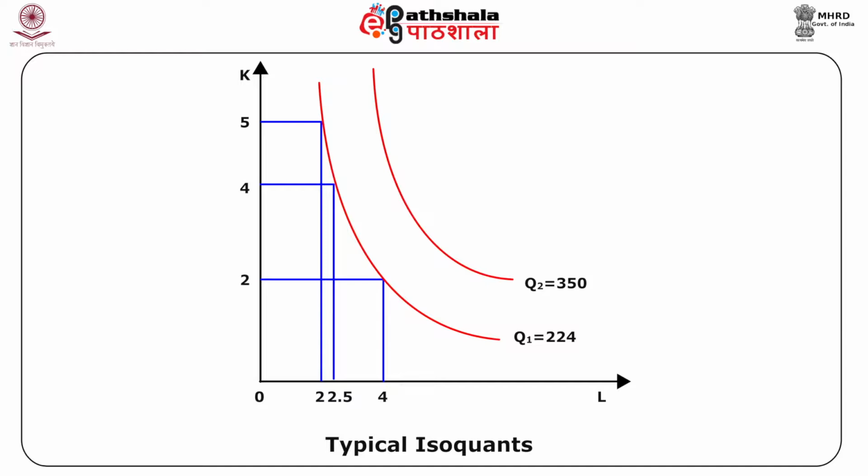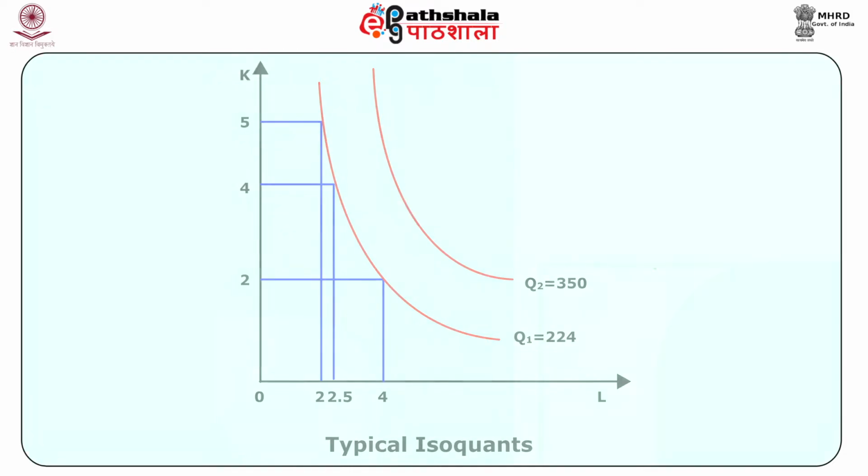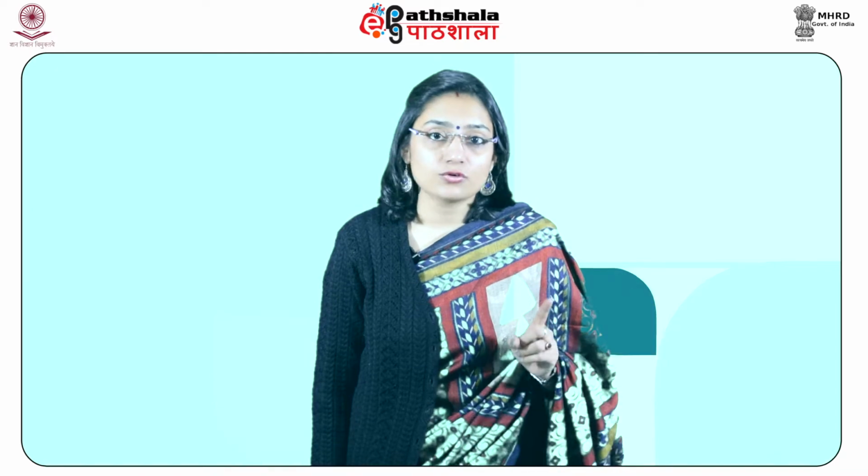Q1 shows all combinations of inputs that can be used to produce 224 units of output. Similarly, Q2 shows all combinations of inputs capable of producing 350 units of output. Note that a higher isoquant represents a higher output level. Also note that isoquants cannot intersect. That is, each capital-labor combination corresponds to only a single isoquant.